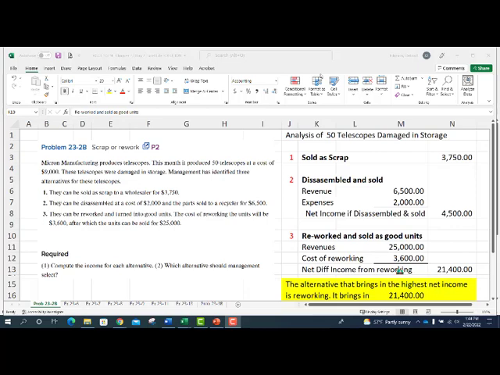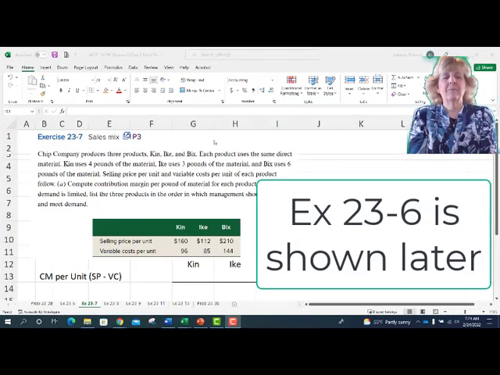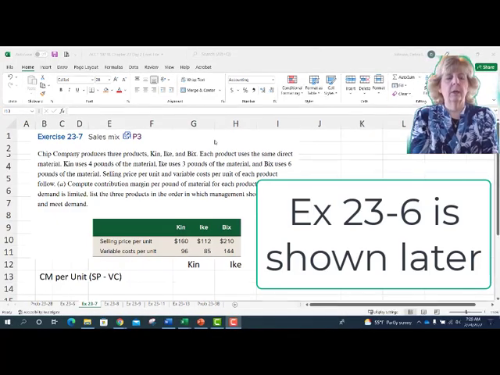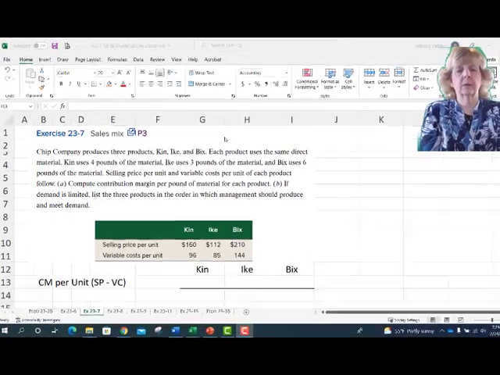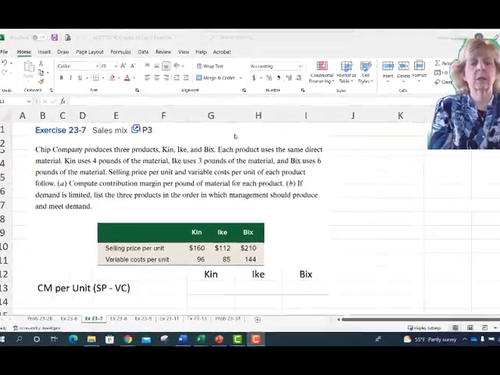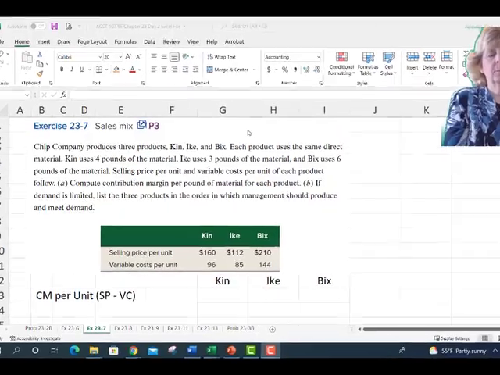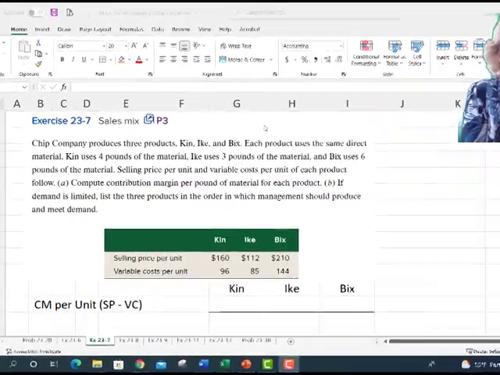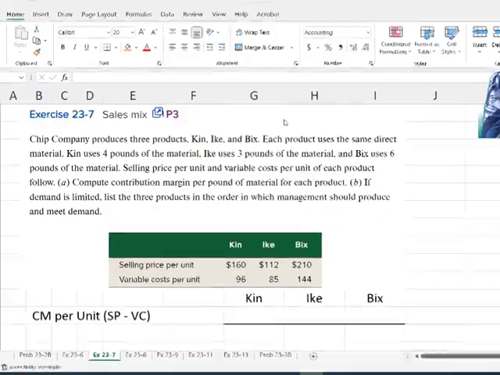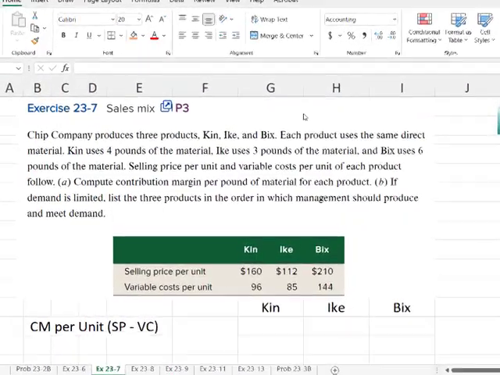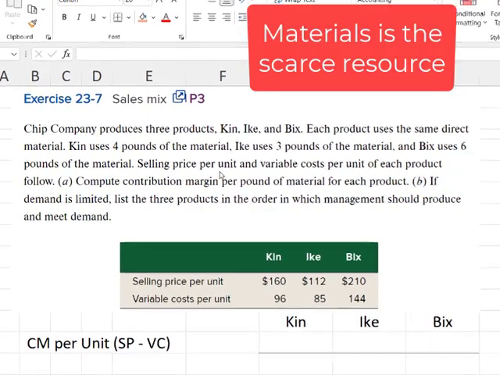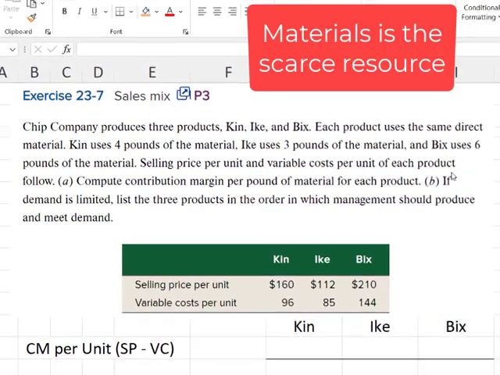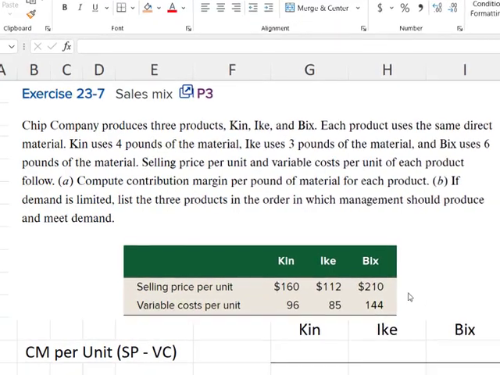Let's move on to a sales mix problem, which is the major topic for today. Time for another sales mix problem. Chip Company produces 3 products, Ken, Ike, and Bix. Each product uses the same direct material. Ken uses 4 pounds, Ike uses 3 pounds, and Bix uses 6 pounds. I'm assuming based on what they told us, the direct materials are the scarce resource. Selling price per unit and variable costs are given in the table below.